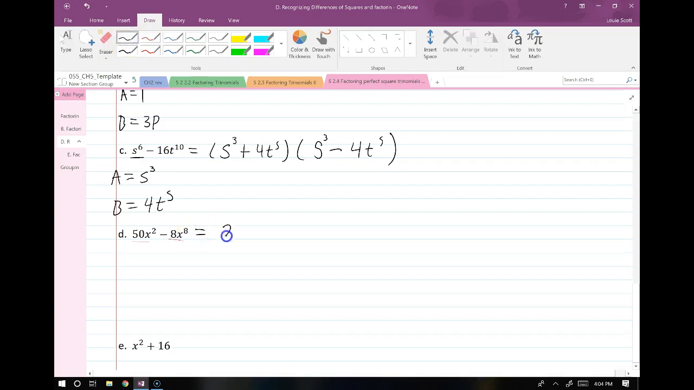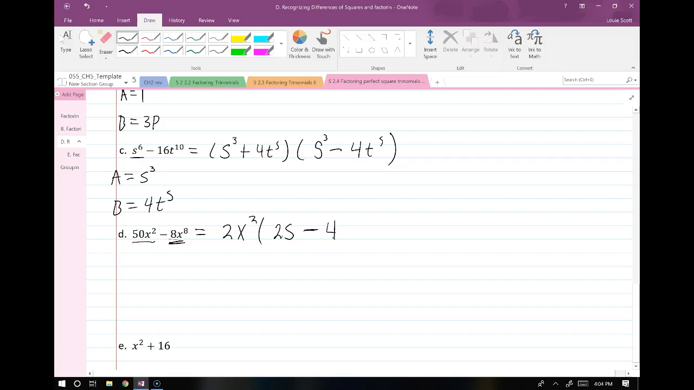So this is equal to 2x squared. When I divide 50x squared by 2x squared, right? 50 divided by 2, that's 25. X squared divided by x squared, that's just 1. So I have what I have. With the second term, the negative 8x to the eighth, put my negative out there. If I divided 8x to the eighth by 2x squared, I would have 8 over 2, which gives me 4.